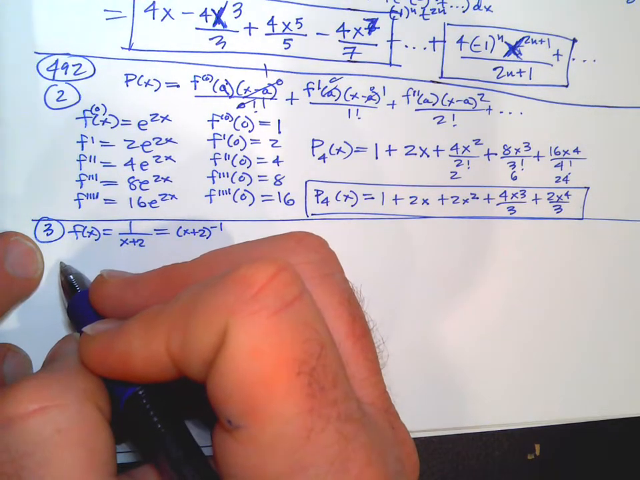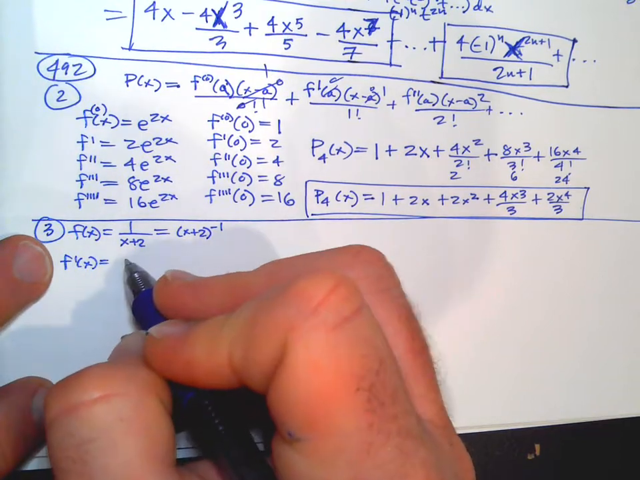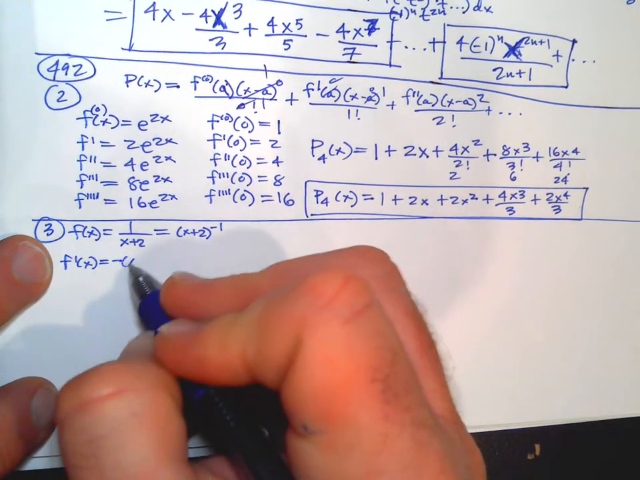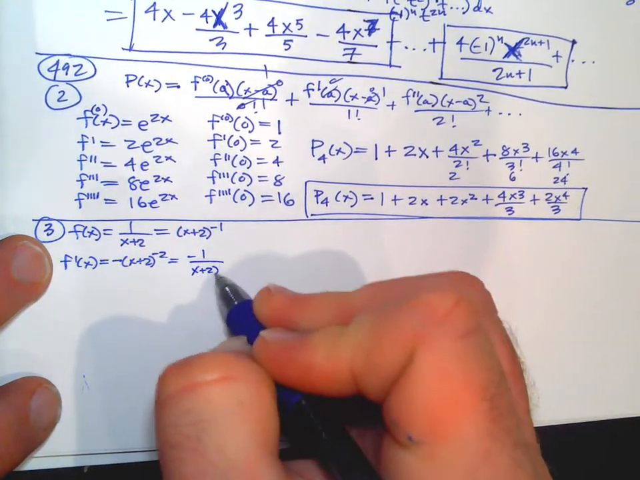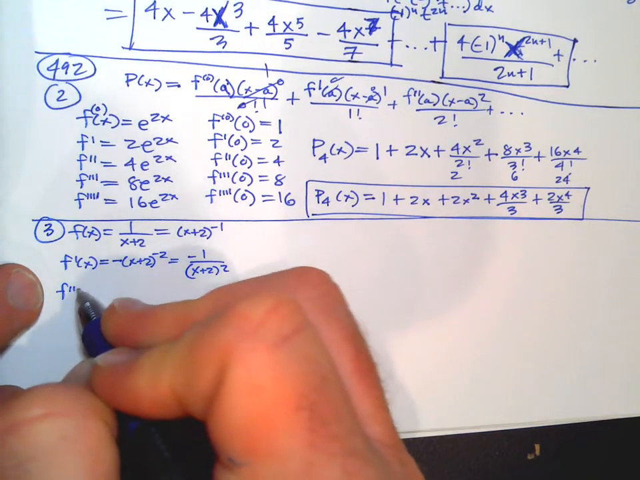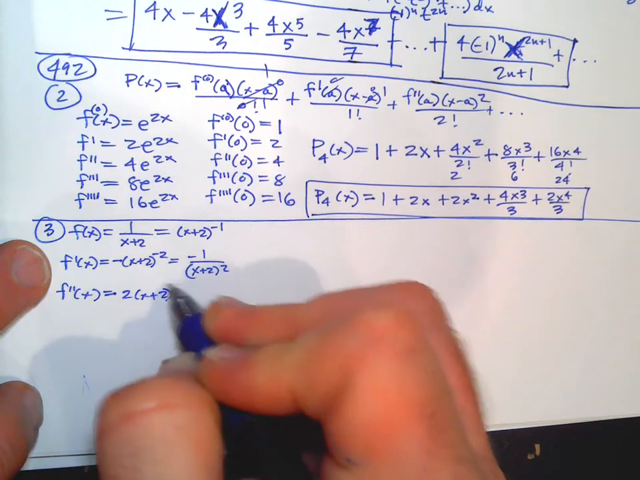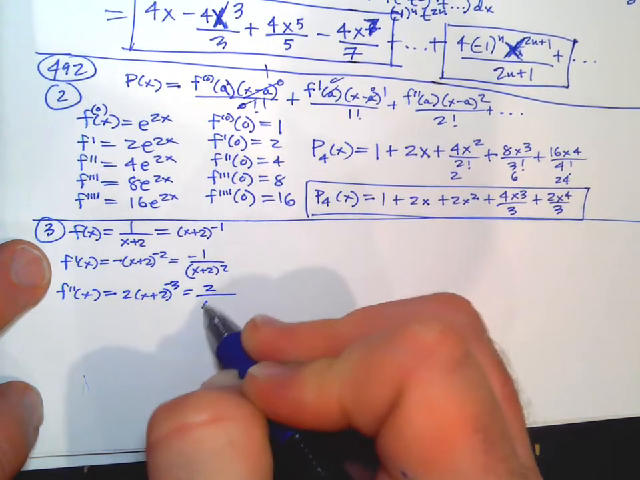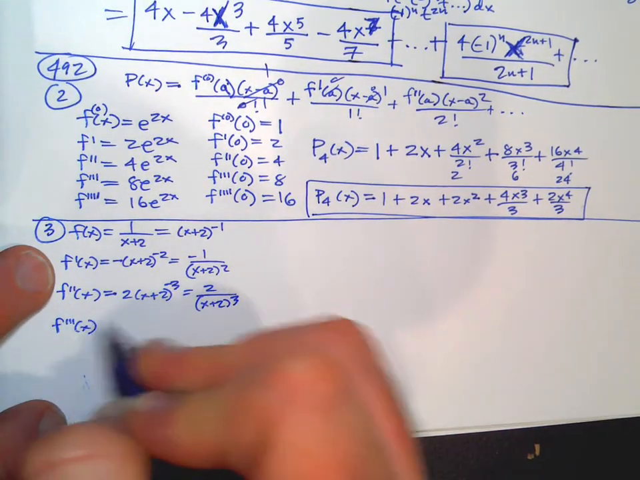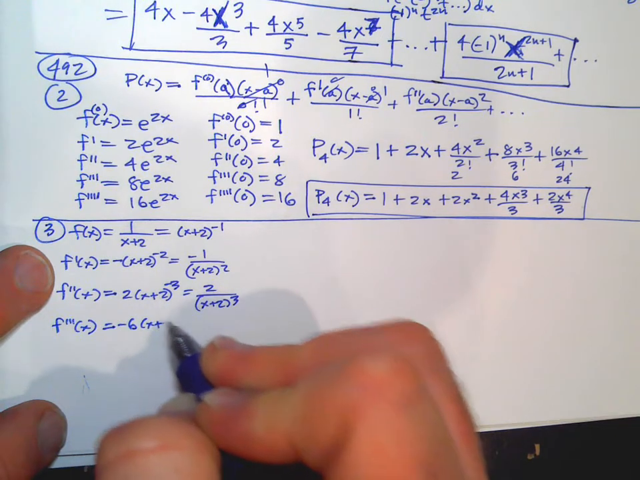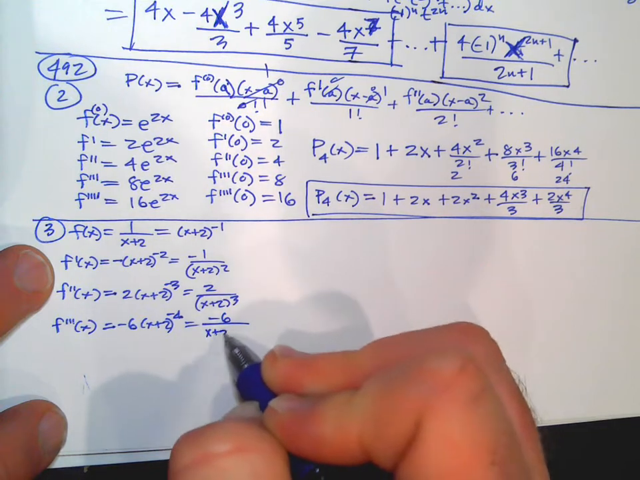So the first derivative is going to be negative x plus 2 to the negative 2, which is going to give you negative 1 over x plus 2 squared. The second derivative is going to be positive 2 x plus 2 to the negative 3, which is 2 over x plus 2 cubed. The third derivative is going to be negative 6 x plus 2 to the negative 4, which is negative 6 over x plus 2 to the fourth.